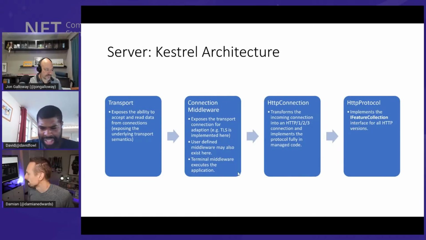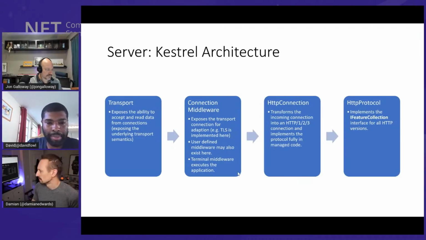So we made a change, I think it was in 2.0 or 2.1, where we exposed Kestrel's guts to anyone to build things. And people have built some really interesting things that we didn't originally intend or design for. There's a transport, like sockets or named pipes or whatever transport you want to use. It could be anything that is stream-based.